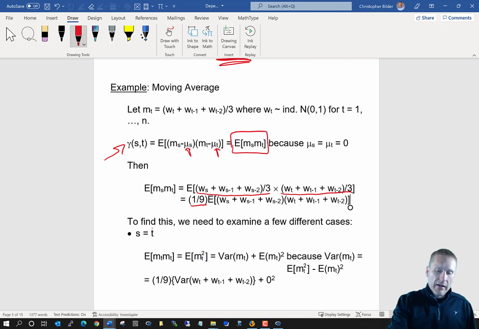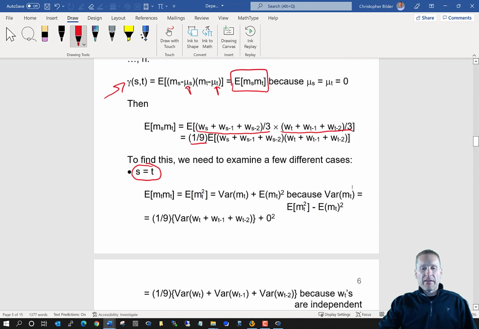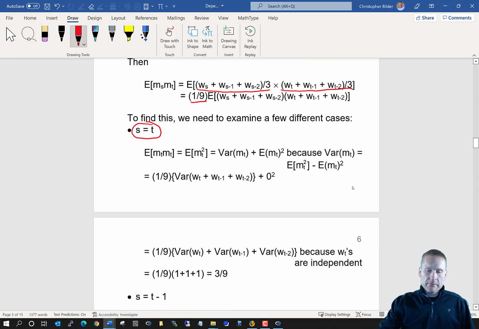So let's look at one setting. Suppose s is equal to t, so I have exactly the same time point. Then the expected value of m sub s times m sub t becomes just the expected value of m sub t squared. And then I can use the definition of what a variance is. The variance of m sub t would be the expected value of m sub t squared, that second moment, minus the expected value of m sub t, that quantity squared, so the first moment squared. And so I can basically reverse that.